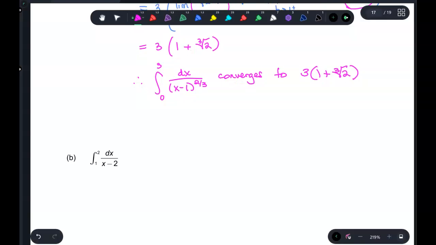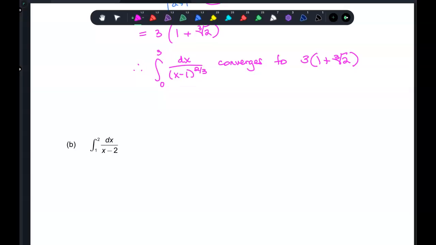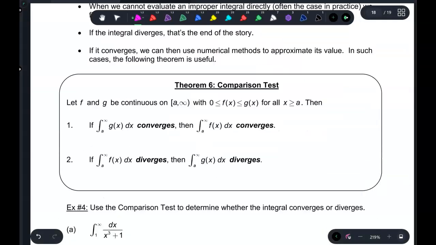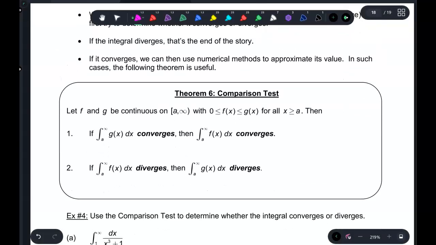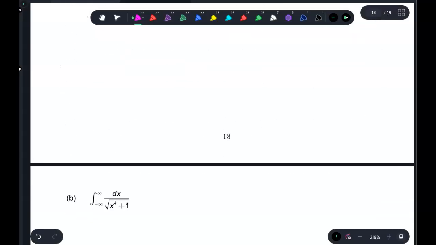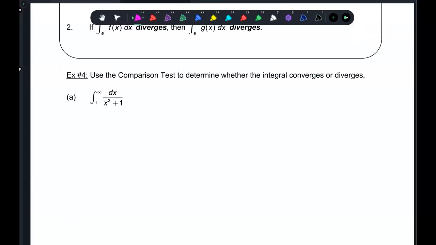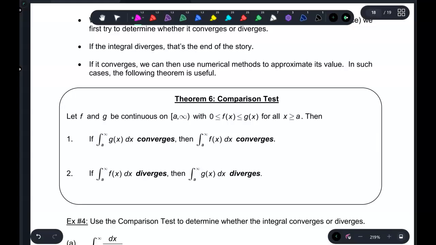I think I'm going to skip this next one. This one is actually easier. This one just has a discontinuity at 2. Okay, so I want to do this comparison test and let's just do one of these examples, and then that'll just leave us with like 3 to do for tomorrow. Okay. All right. So sometimes we can't evaluate an integral.